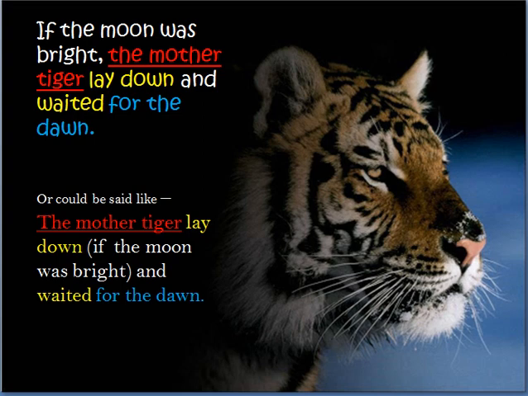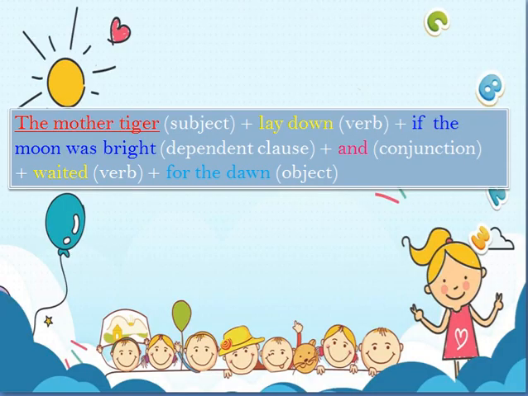Now this sentence is a complex sentence. It can be written in the following order. The mother tiger lay down if the moon was bright and waited for the dawn. Now it is written for you to make it easier, so that you can follow the order of subject plus verb plus object and identify that the sentence has followed the same order only. Okay. Now if we break it down a little more elaborately, this will come.